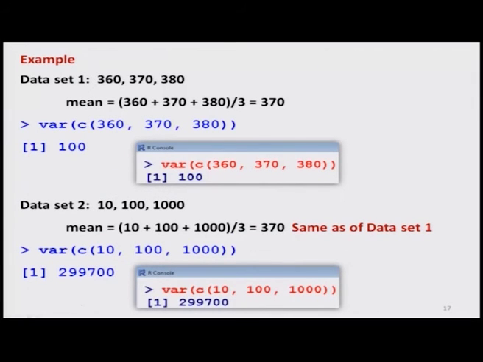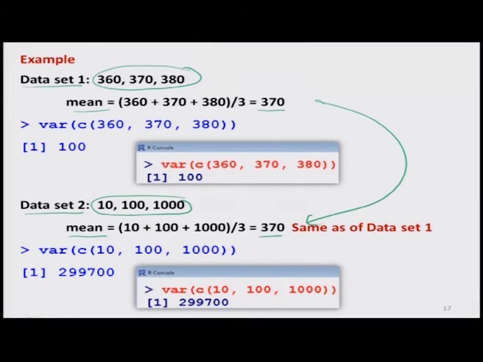Now, we consider the earlier example where I had considered two data sets, data set 1 and data set 2. Data set 1 has values 360, 370, 380, which are very close, and data set 2 has values 10, 100 and 1000, which are quite far away from each other. Then I find the mean of data set 1, which comes out to be 370, and the mean of data set 2, which also comes out to be 370. Both these values are the same. Then the question was, how to discriminate between the two data sets. So, now we know, we simply want to compute the variability.